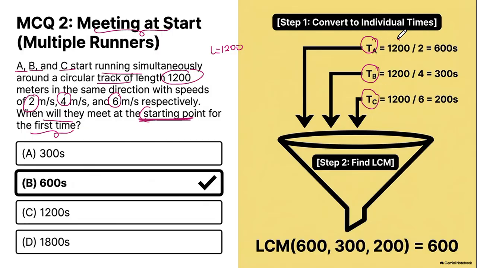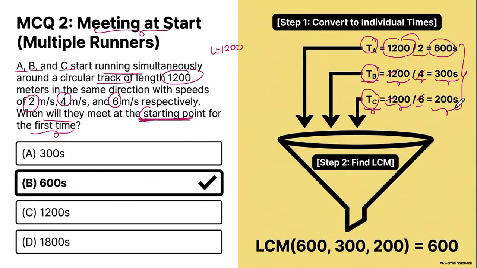Individual length of the track is 1200 upon speed of the first runner, which is 2. So 1200 by 2 is 600 seconds. For the second runner, 1200 by the speed of the second runner, which is 4. So 4 3s are 12, so 300 seconds. And for the third runner, 1200 by speed, which is 6. So 6 2s are 12, so 200 seconds.